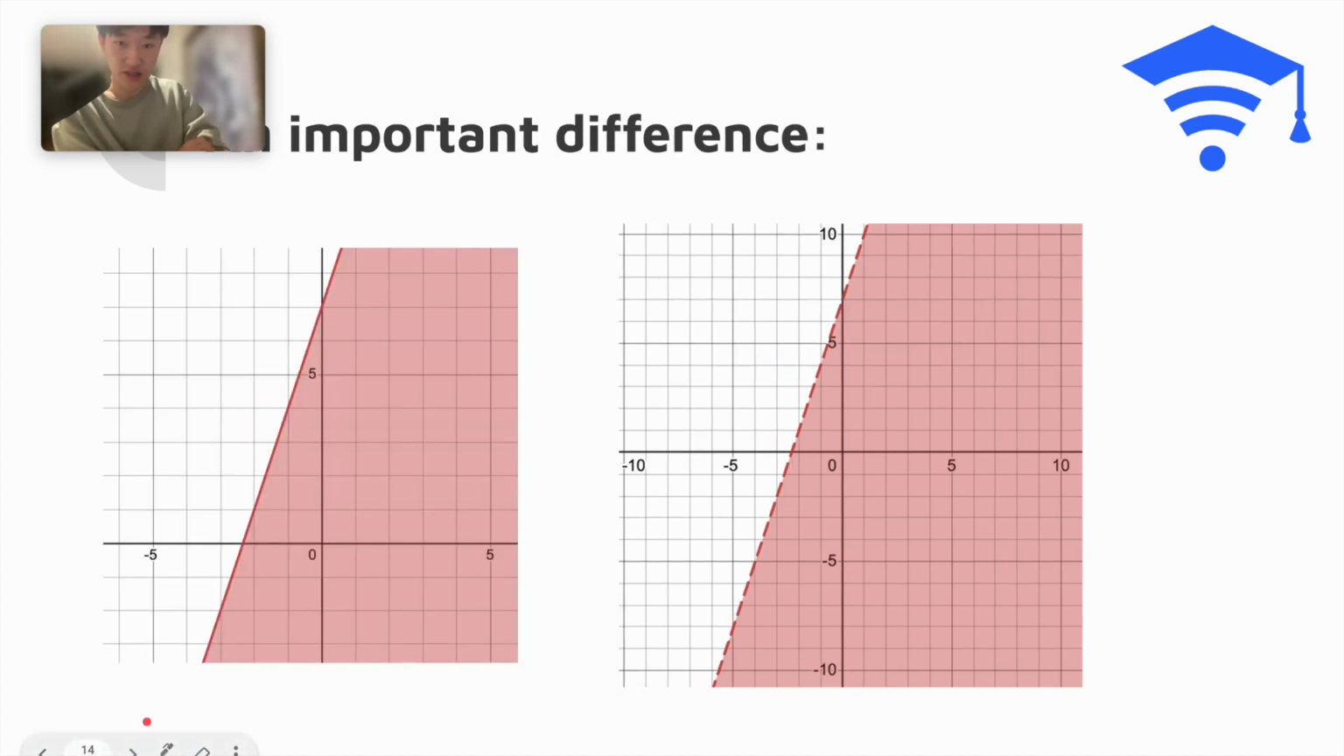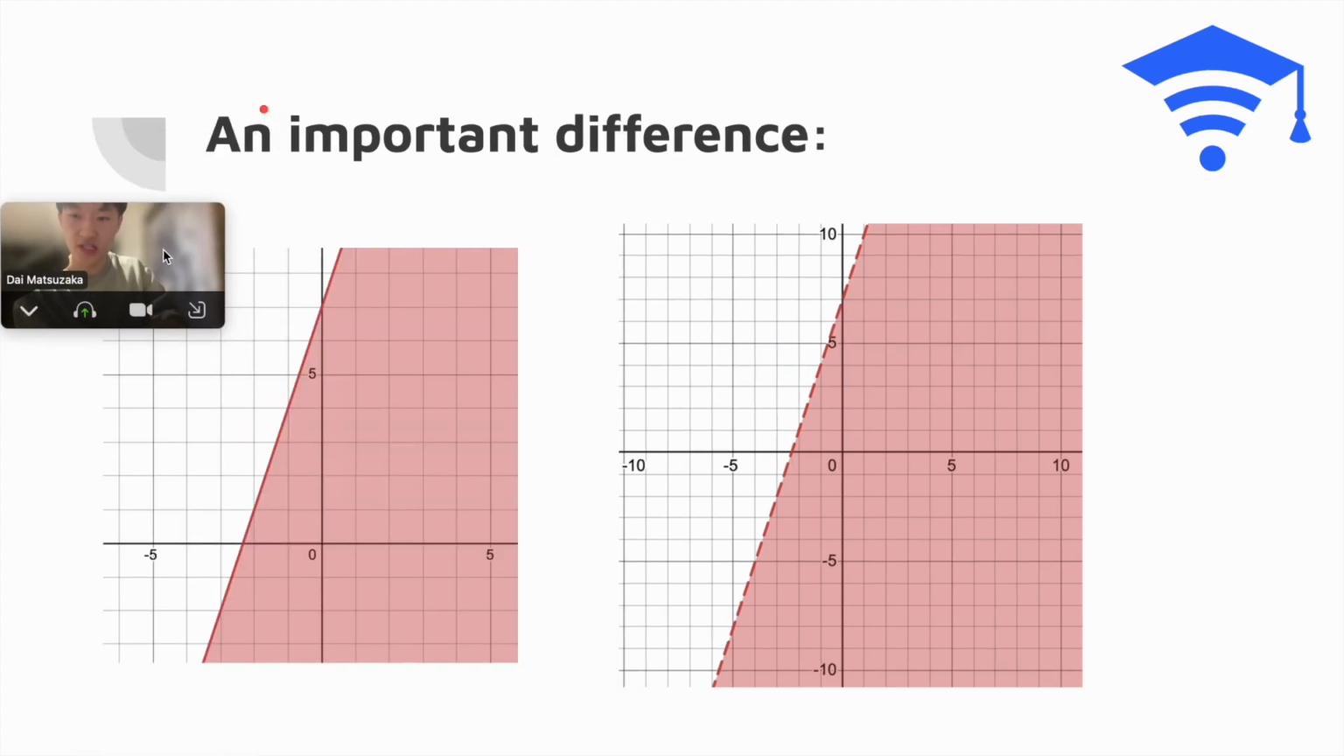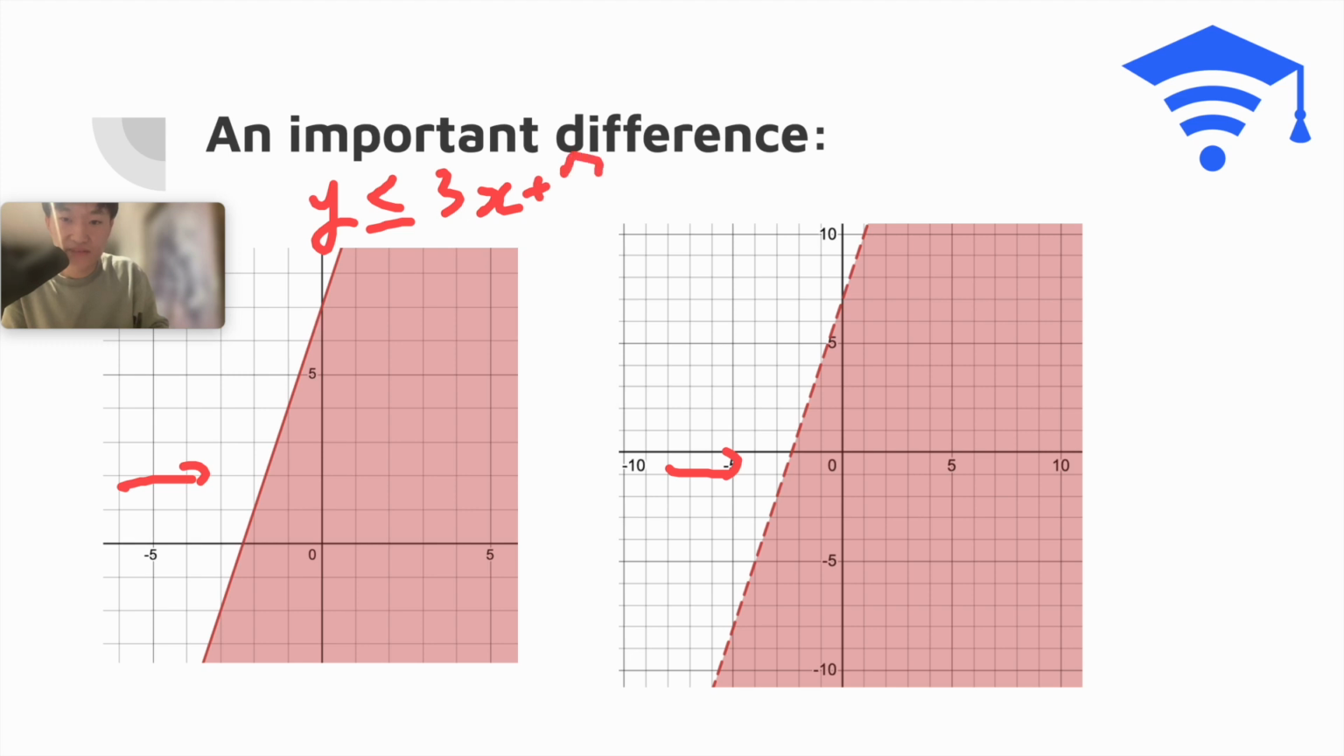Now moving on. Here we go, an important difference, just as discussed before. This solid line means that your y value can actually equal that line, whereas this dotted line means your y value can't be that line. So if you were to describe this using linear inequalities, you would have something like y is less than or equal to 3x plus 7. And in this case, it would be strictly less than, or just y less than 3x plus 7.